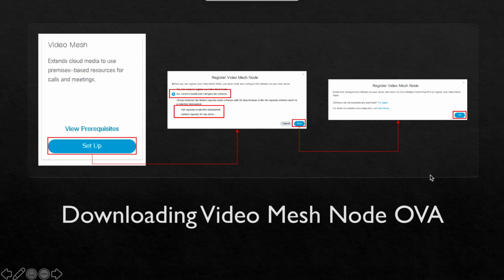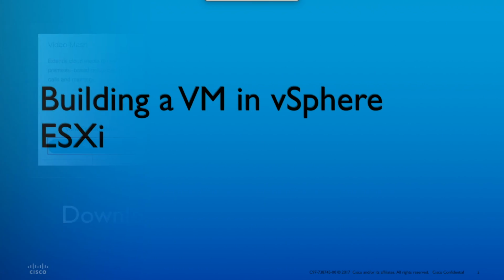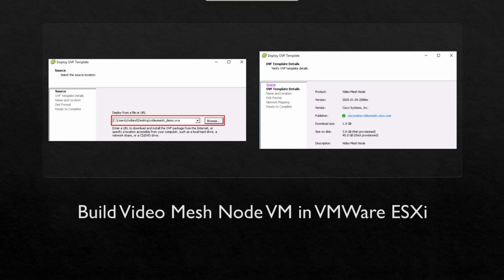Click OK. Once the Video Mesh node OVA template has downloaded completely, now you need to log into VMware ESXi and build your virtual machine. To do this, in the menus at the top, you select New, Deploy OVF Template, and it'll take you to a screen that looks like this. Click Browse and select the OVA file for the Video Mesh node that you just downloaded. Then at the bottom of this page, you click Next, and it takes you to a confirmation page.